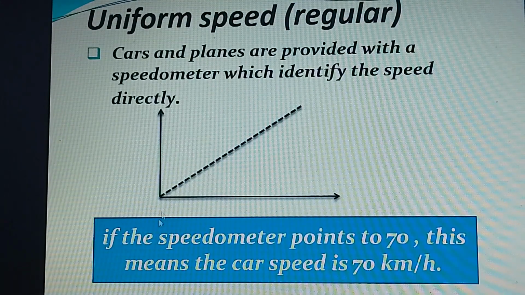Uniform speed, regular speed: the graph begins from the starting point 0, 0 and ends at the top by a straight line. The speed can be determined by a speedometer. The speedometer in the car gives the value of speed directly without calculation. If the speedometer points to 70, this means that the speed of the car equals 70 km per hour.